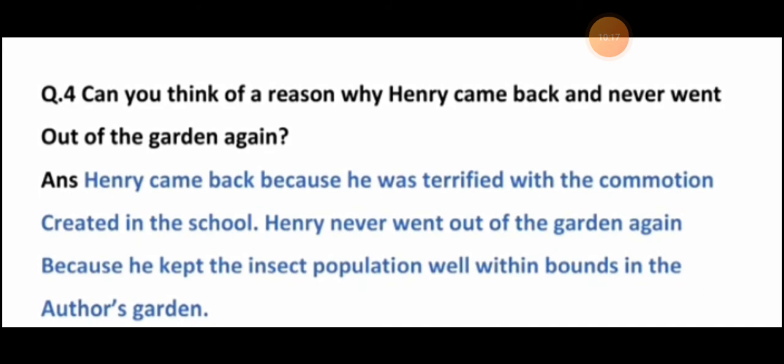Can you think of a reason why Henry came back and never went out of the garden again? Henry came back because he was terrified by the commotion created in the school. Commotion means hue and cry, problems created in the school. Henry never went out of the garden again because he kept the insect population well within bounds in the neighbour's garden.